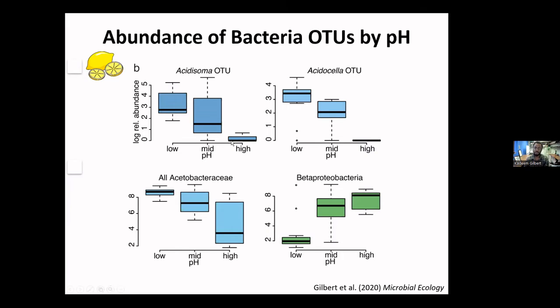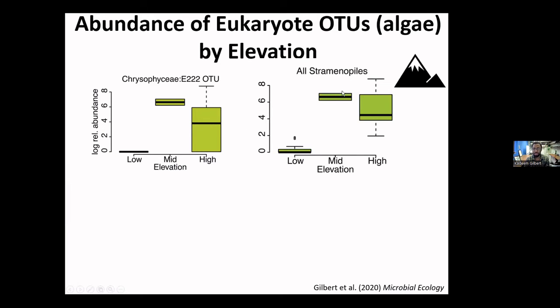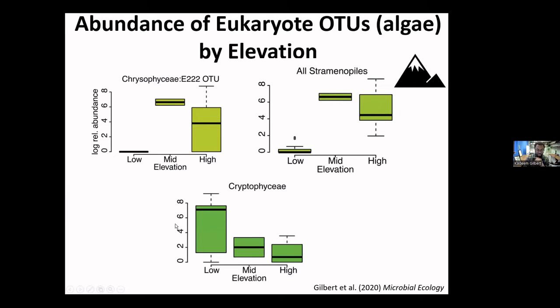But then we have some other groups that are low in acid pitchers, but high in more moderate pitchers. And then for elevation, some of the key taxa here are these algae. So here's an algal species that was only found at high elevation, basically not found at low. And then the broader group to which it belongs shows the same pattern. But then it traded off with this other group of algae, which were found predominantly at low elevation, but not so much at high.